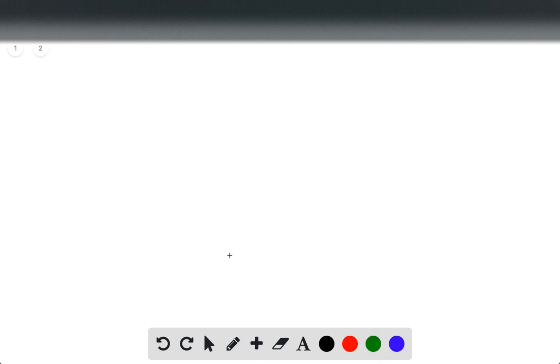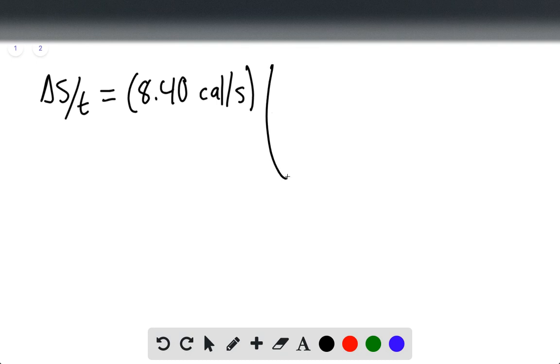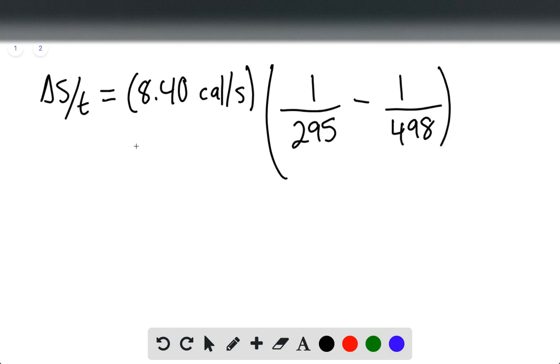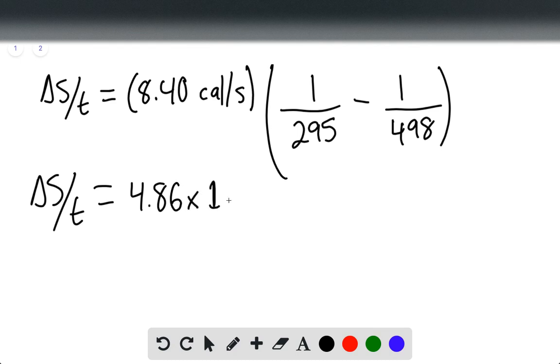And we can substitute. So delta S over t is going to equal 8.40 calories per second times 1 over 295 minus 1 over 498. And we're getting delta S over t is going to be equal to 4.86 times 10 to the negative second joules per Kelvin per second.